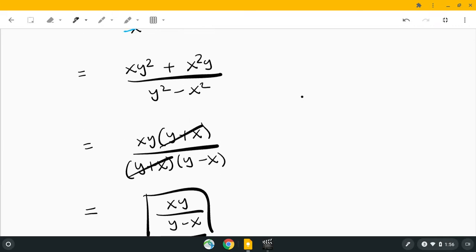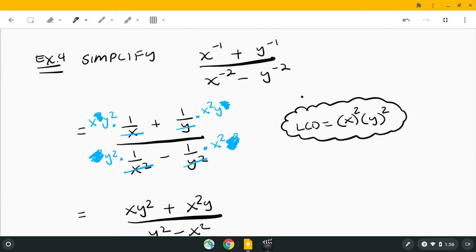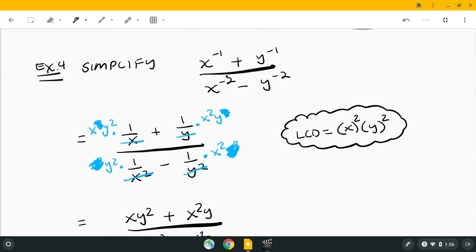Okay, but the point of this particular problem was to show you how to deal with a complex fraction when it's written in this strange way with the negative exponents. Okay, so again, that just means the reciprocal. So if you see that, it's 1 over x. If you see that, it's 1 over x squared.